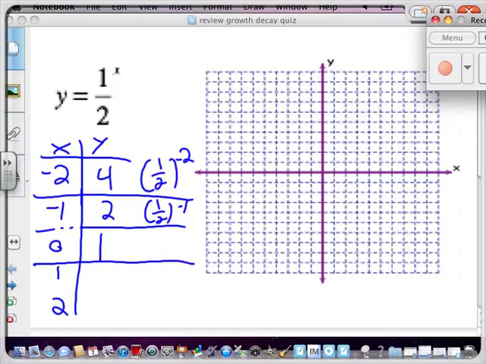Anything to the 0 power is 1. Let's not forget that. Okay.